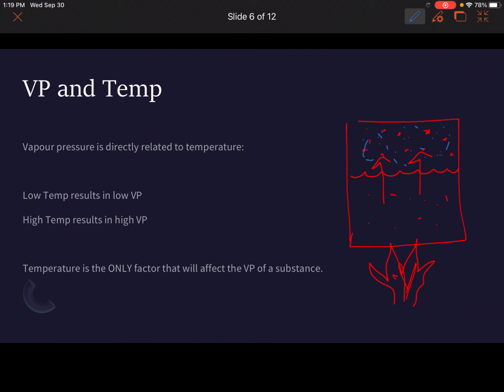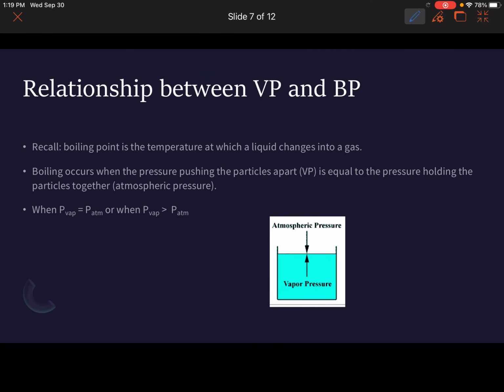So if I increase this, what's going to happen to the pressure inside of there? Yeah, the vapor pressure will increase, right? So temperature is the only way for us to change the vapor pressure of something.